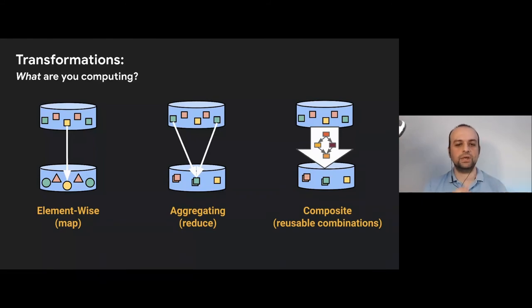You pick two things, you do something with them, it becomes one thing, and you put them back into the pipeline. And then you can do a composite, so you can do all of the above kinds of things, right?